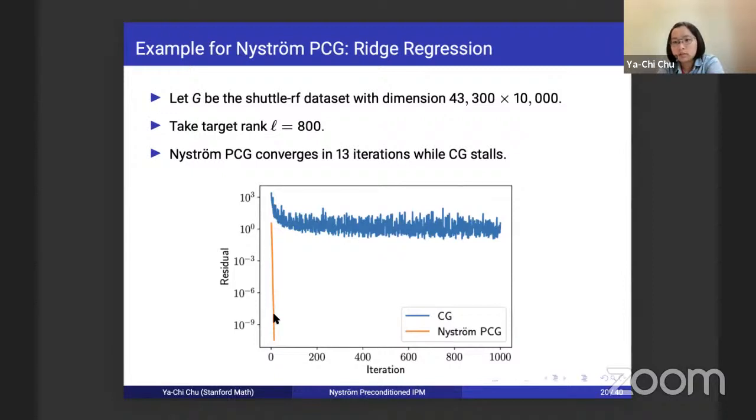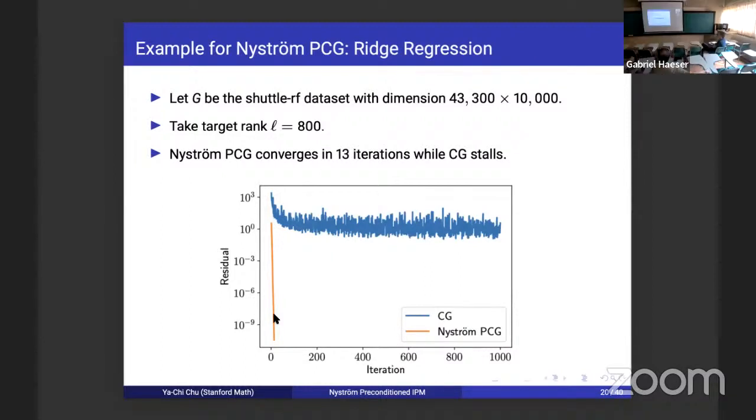Is there any question on this preconditioner? Because I think this is the main part of this talk here. No, you can go. Okay, cool.